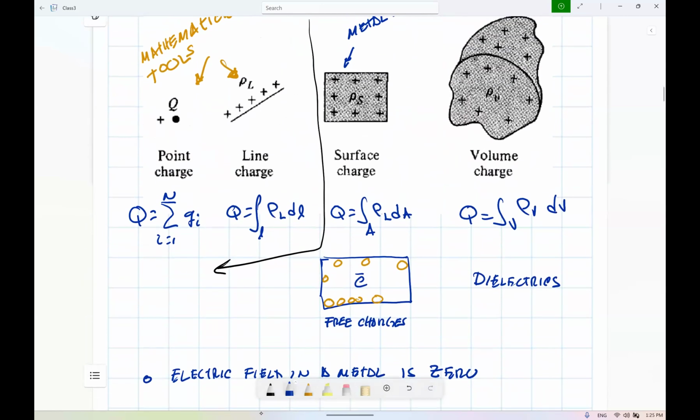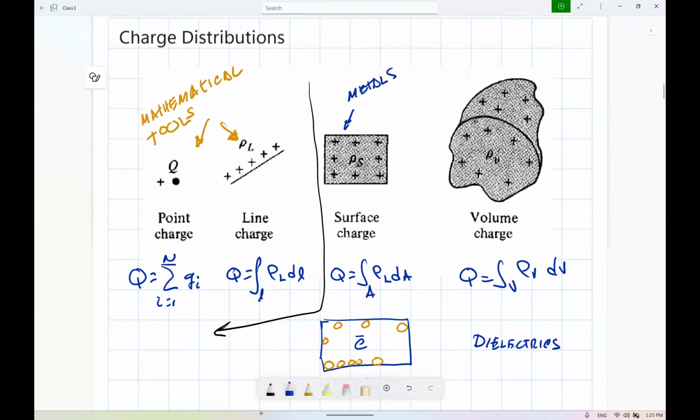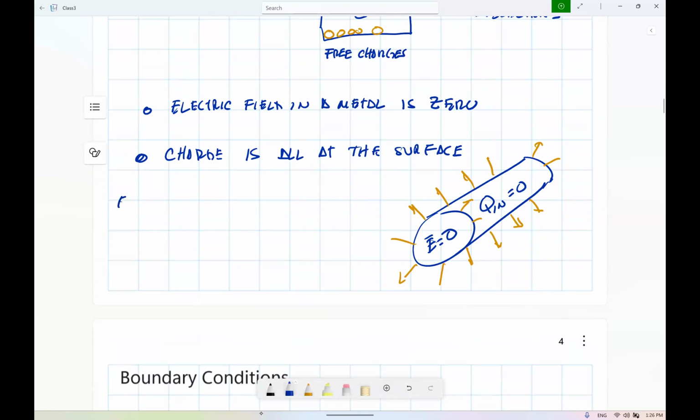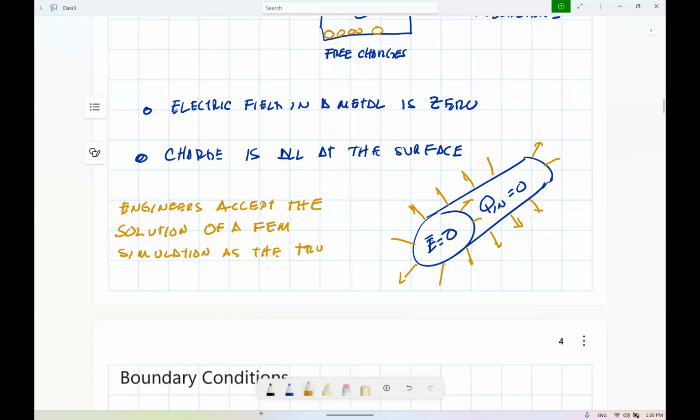Why am I doing this? This is of course something that you already know, but the reason why I am doing it is because very frequently engineers accept the solution of a finite elements simulation as the truth. It's very easy. You build your model, and then it's very easy to say, oh, the field is there, I can see it, and it must be right because a computer cannot make mistakes. But the computer only does whatever you ask it to do.